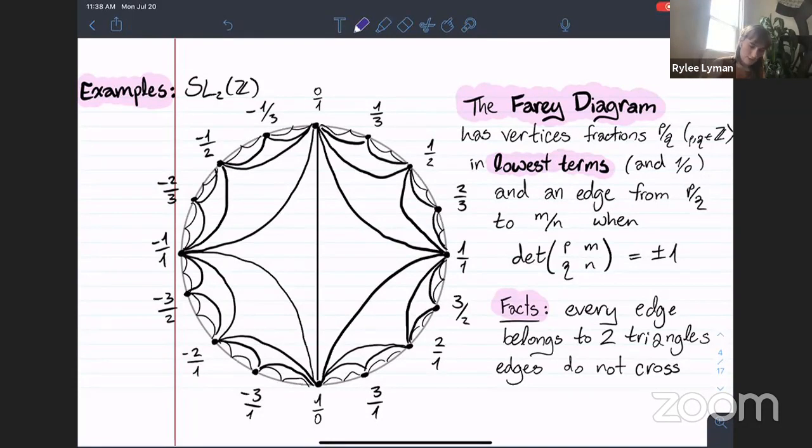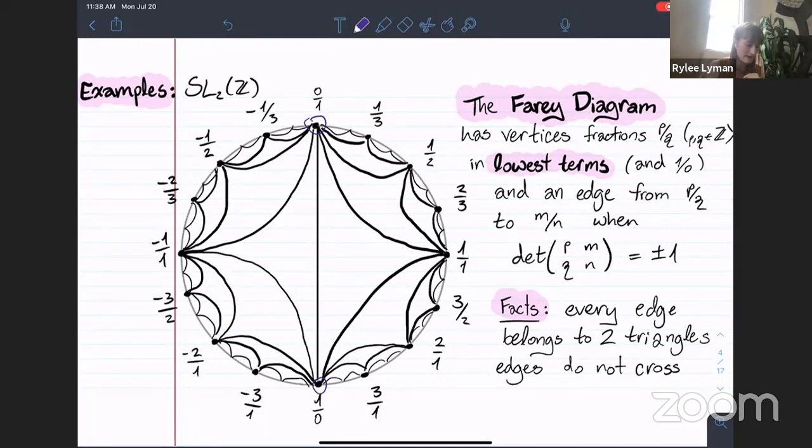And we'll connect 2 vertices by an edge when, if I have P over Q and M over N, I can form a 2 by 2 matrix, which has first column P and Q, and second column M and N. If the determinant of this matrix is plus or minus 1, then I will connect the corresponding vertices by an edge. Our favorite 2 by 2 matrix is maybe 1, 0, 0, 1. That says that I'm connecting 1 over 0 to 0 over 1. Great, so far so good.